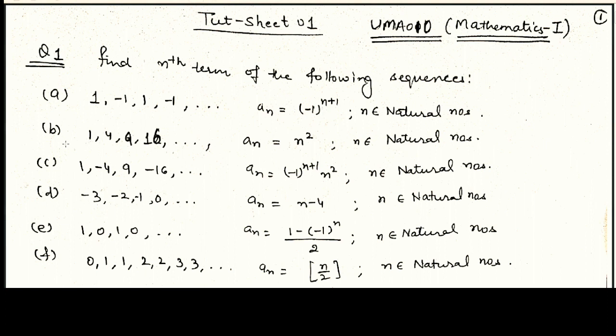Now just see the next B part. Here we have a sequence 1, 4, 9, 16 and so on. So its nth term will be what? N square. Now if you observe, you will find out that the first term is 1, but the next term is the square of 2. The third term is the square of 3, right? So it means it is n square, where n is any natural number.